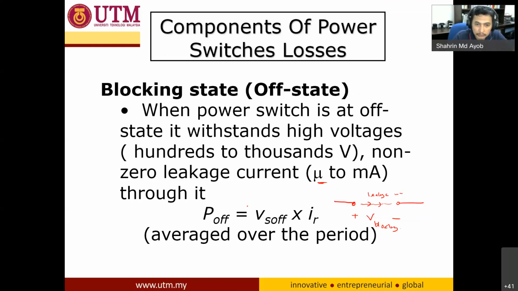So as you can see here, P off or P blocking is equal to V blocking multiplied by the leakage current. Since the leakage current is very small, microamperes, you usually have power losses, but they are not very significant compared to the on-state losses. So compared to the forward losses or on-state losses, the blocking state can be considered as having very minimum losses.